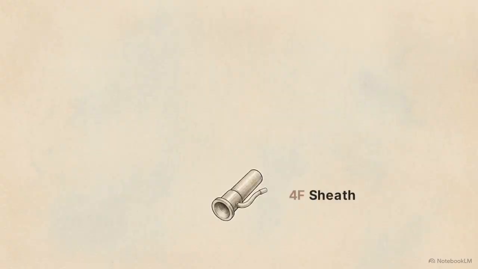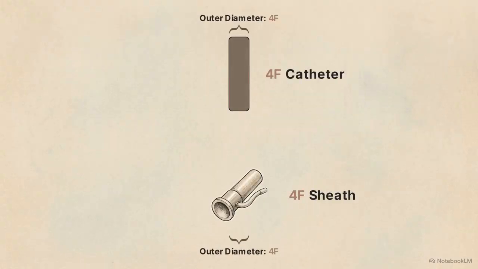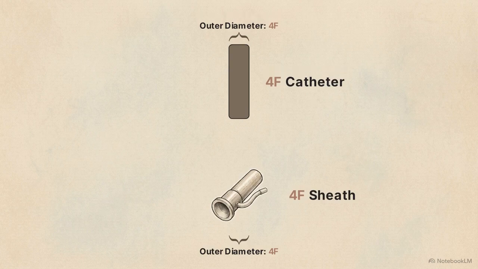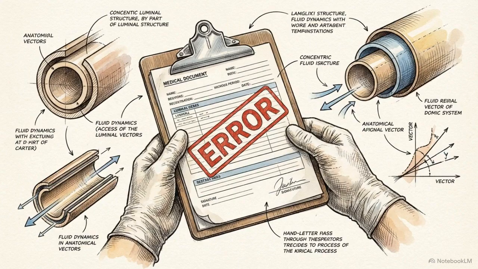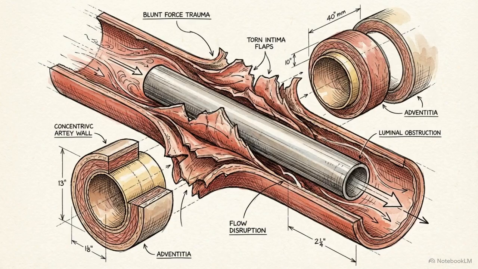This animation illustrates a dimensional paradox that immediately confuses trainees. You will frequently be instructed to place a 4 French catheter inside a 4 French entry sheath. If both objects possess identical diameters, they should physically fail to fit together. Misinterpreting these numbers is not a minor clerical error. Forcing mismatched components together strips the lining of arteries, causes vessel dissection, or results in total procedural failure before you even reach the target anatomy.